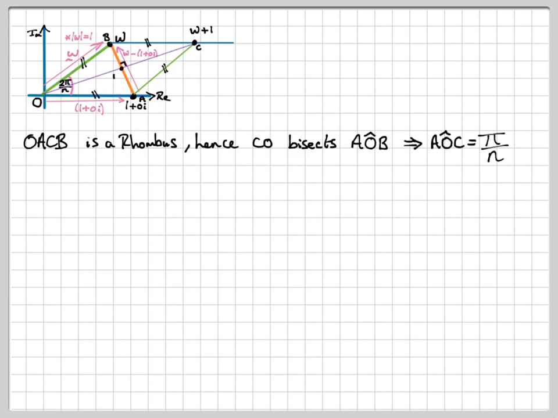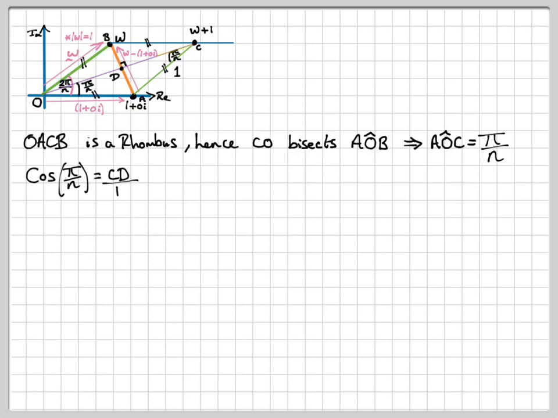Okay, so I'll state that in my solution, and importantly, what does that mean? Well, it means two things actually. It means that CO will bisect that angle, so I can see that the angle AOC will be pi over n, and in fact it also means that the diagonals will intersect each other at right angles, and I'm going to use that fact in a second.